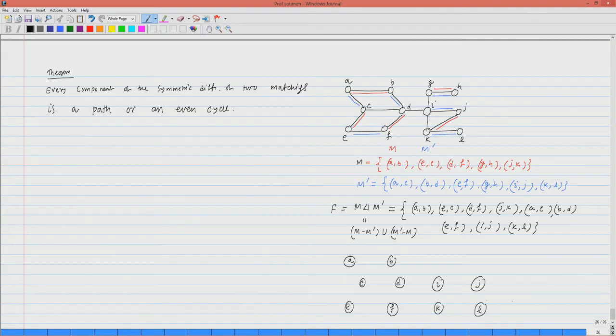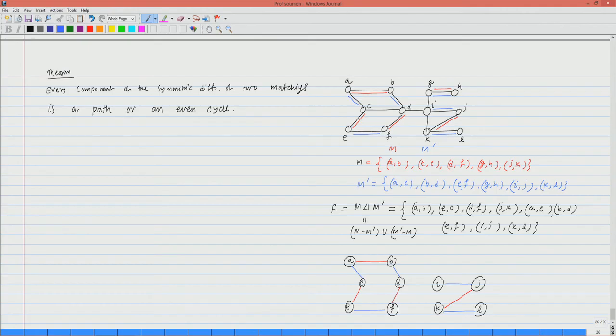L, and again I will use two different colors, because this is due to the matching M, and this edge is due to the matching M prime. So, this is a beautiful result.